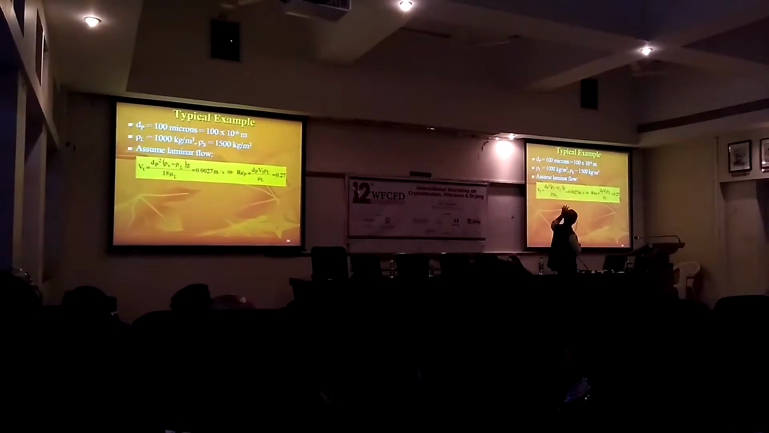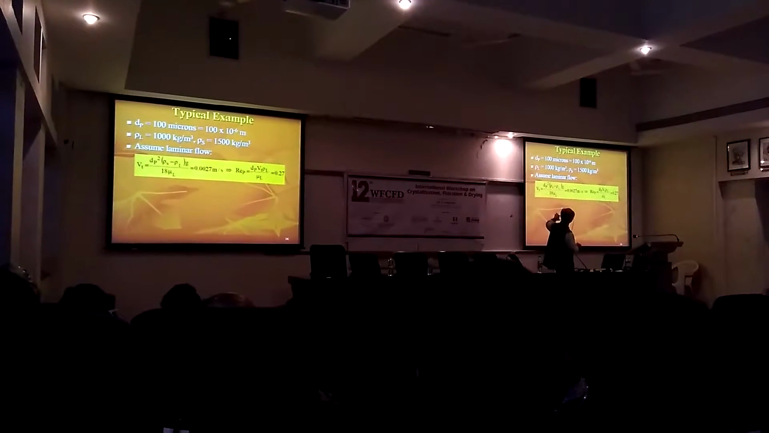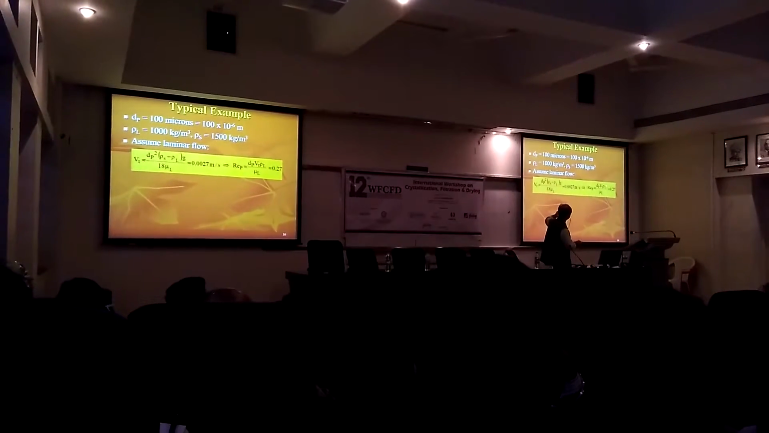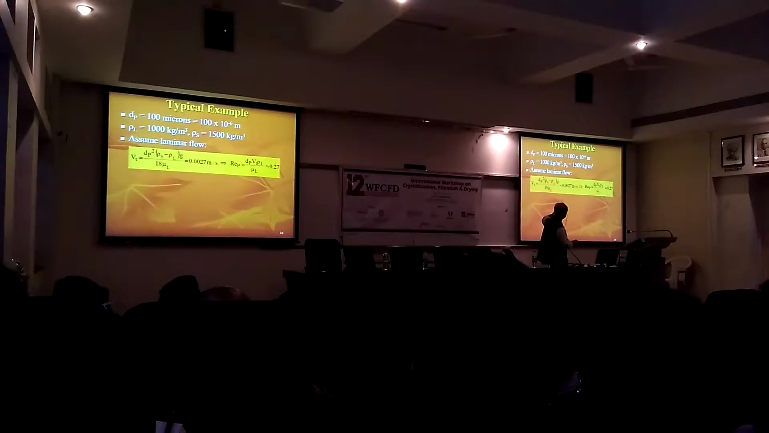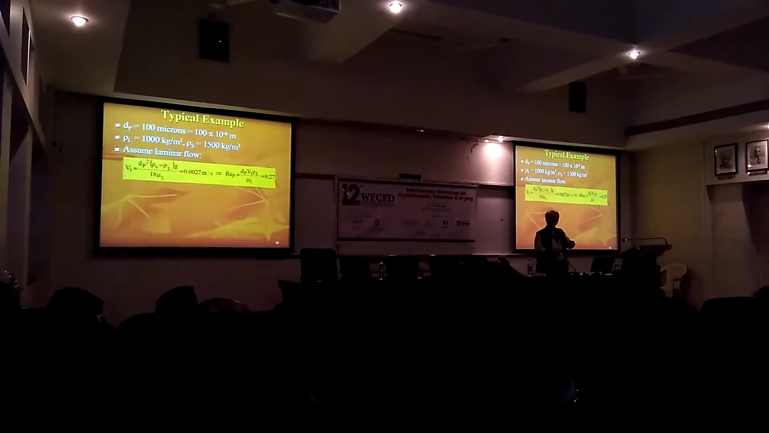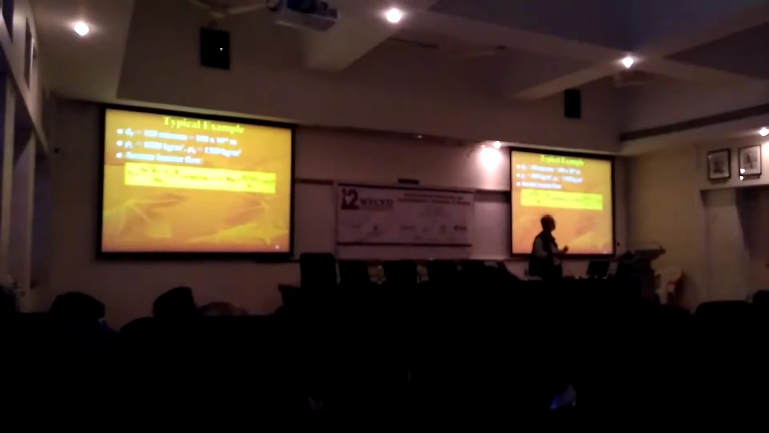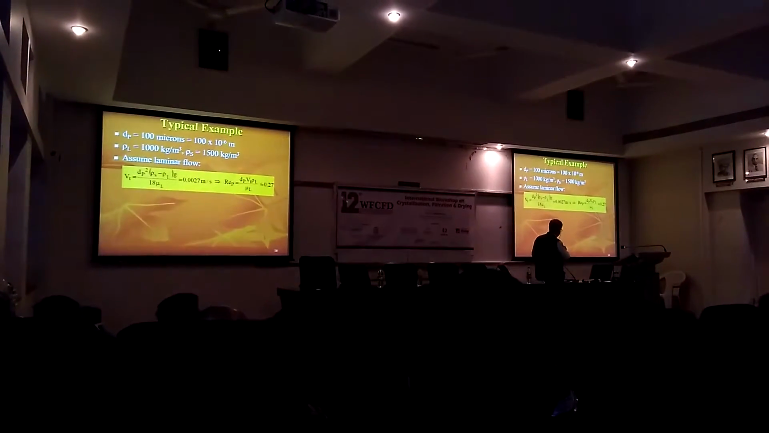So this is a typical example. I need not spend time on it. It tells you how the terminal settling velocity can be estimated. Based on the terminal settling velocity, how you can estimate the Reynolds number. Once you know the Reynolds number, you know which of the equations is going to give you the correct value. It is the iterative calculation which you need to do to arrive at the terminal settling velocity.